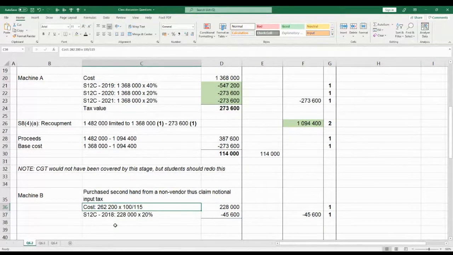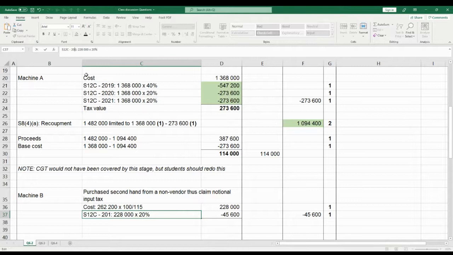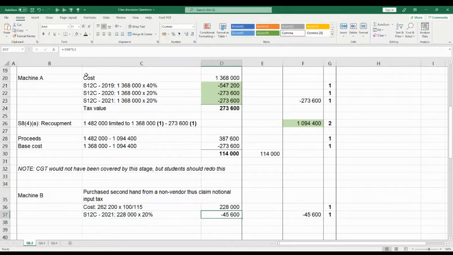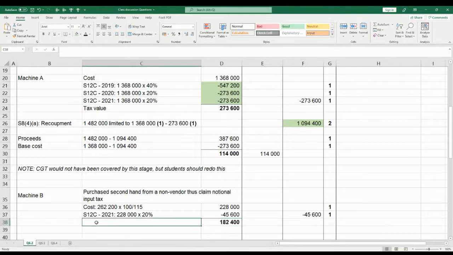And then we apply the 20% for that year. Sorry, this is 2021. So we apply the 20% because it's in that current year. We do not apportion it for this year at 45,600. Then we work out our tax value similar to what we've done for the previous one. Because of the fact that it was struck by lightning, we've now disposed of it.